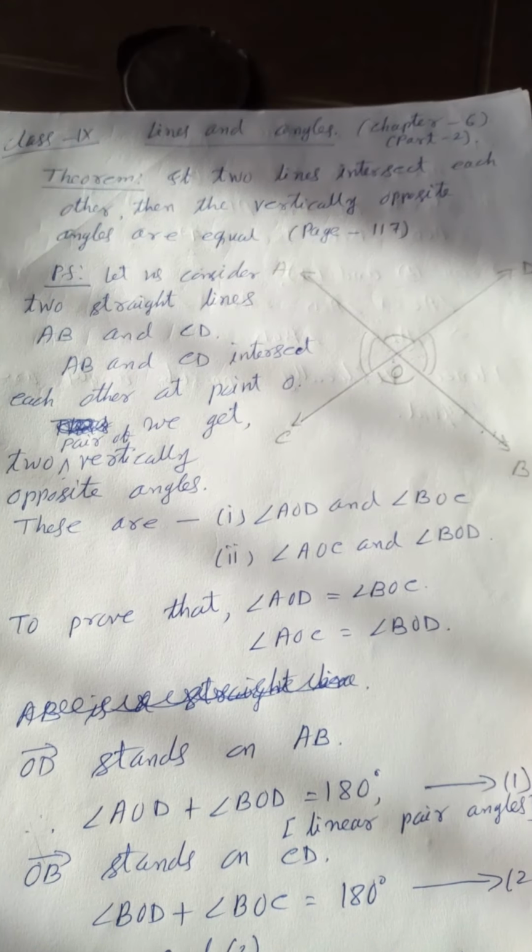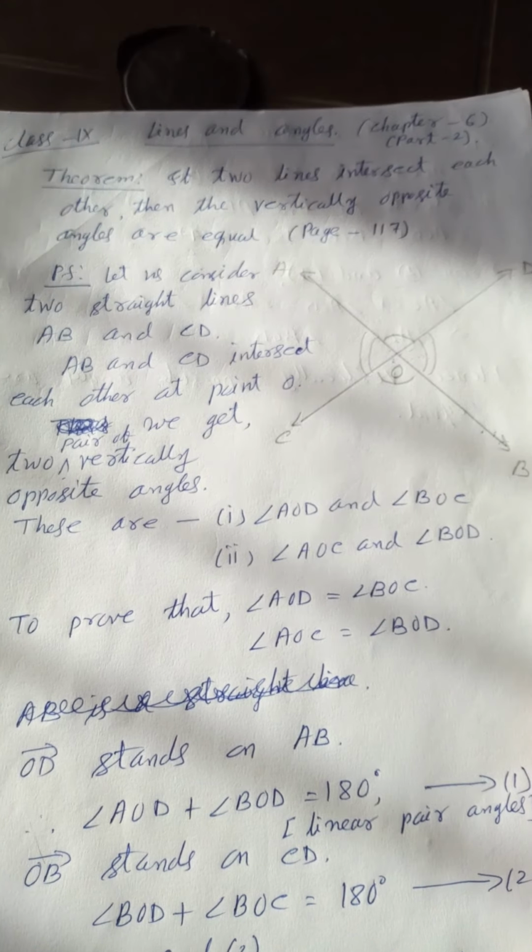Last class we saw which one is the vertically opposite angle. For this angle, the vertically opposite angle is this one, and for this one, the vertically opposite angle is this. So now we can prove that this and this are equal, and this and this are equal. This means angle AOD is equal to angle BOC, and again angle AOC is equal to angle BOD.